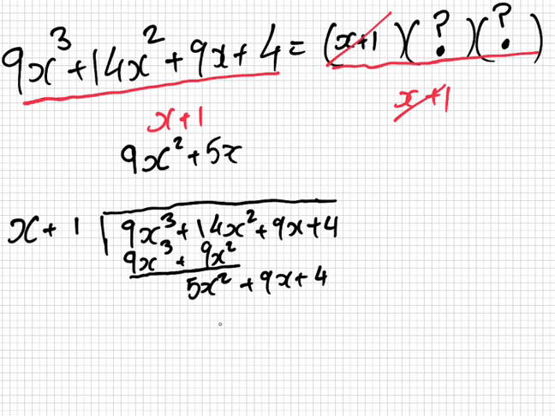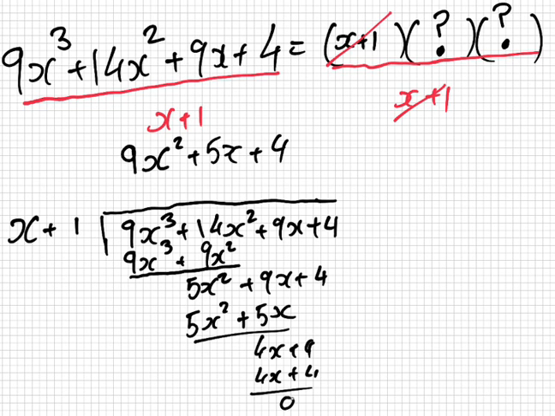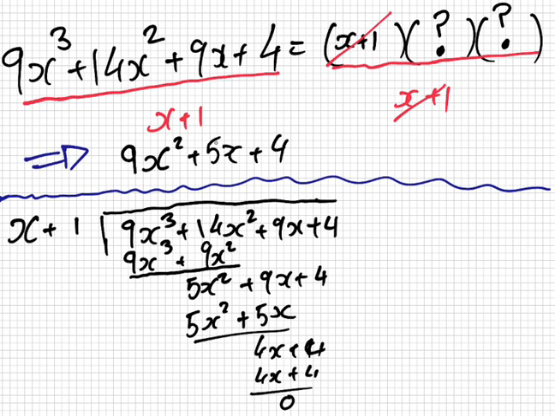So when I multiply by 5x, what do I get? 5x squared plus 5x. I subtract, what am I left with? 4x plus 4. So what's the next number? 4. So that's 4x plus 4, again, 0. Now the reason I did the space there is this is almost like rough work. So this whole fraction here turns into this here.